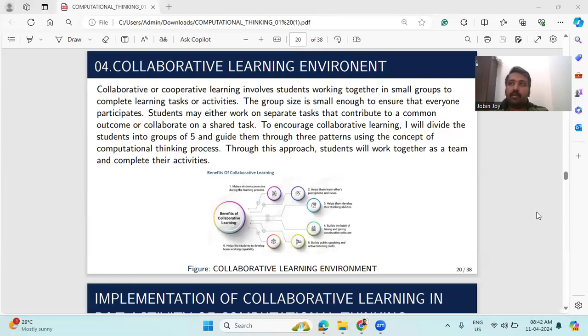So inside the laboratory, inside the computational thinking laboratory, they will sit together, they will discuss with each other, and they are sharing their ideas with others. If there are 15 students, they will get 15 perspectives from 15 students.